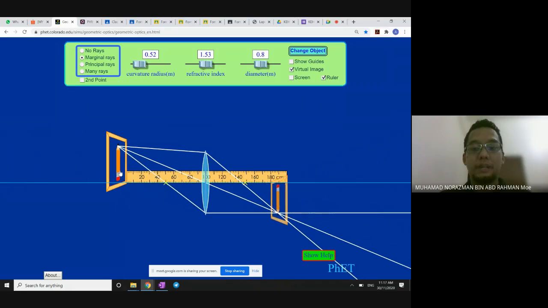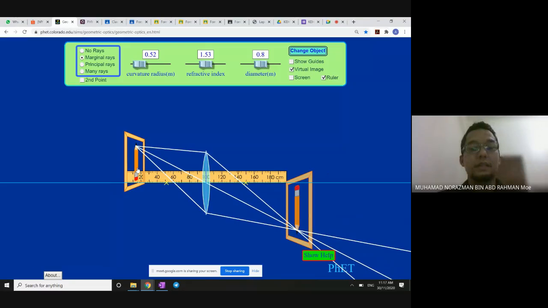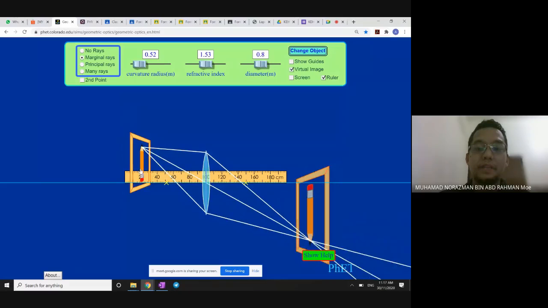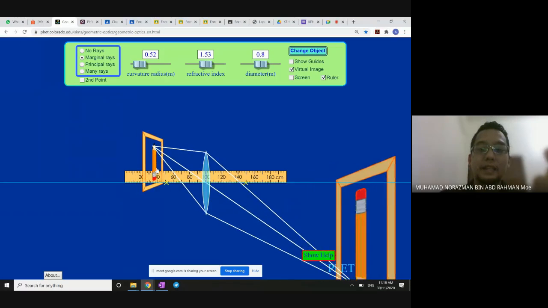At one point, when the object is at 2F, okay, it is same size. Okay, real, inverted, same size. Then kita decrease, masuk lagi. Okay, the object is less than 2F, dia dah start magnified. You see, still real, inverted, magnified.